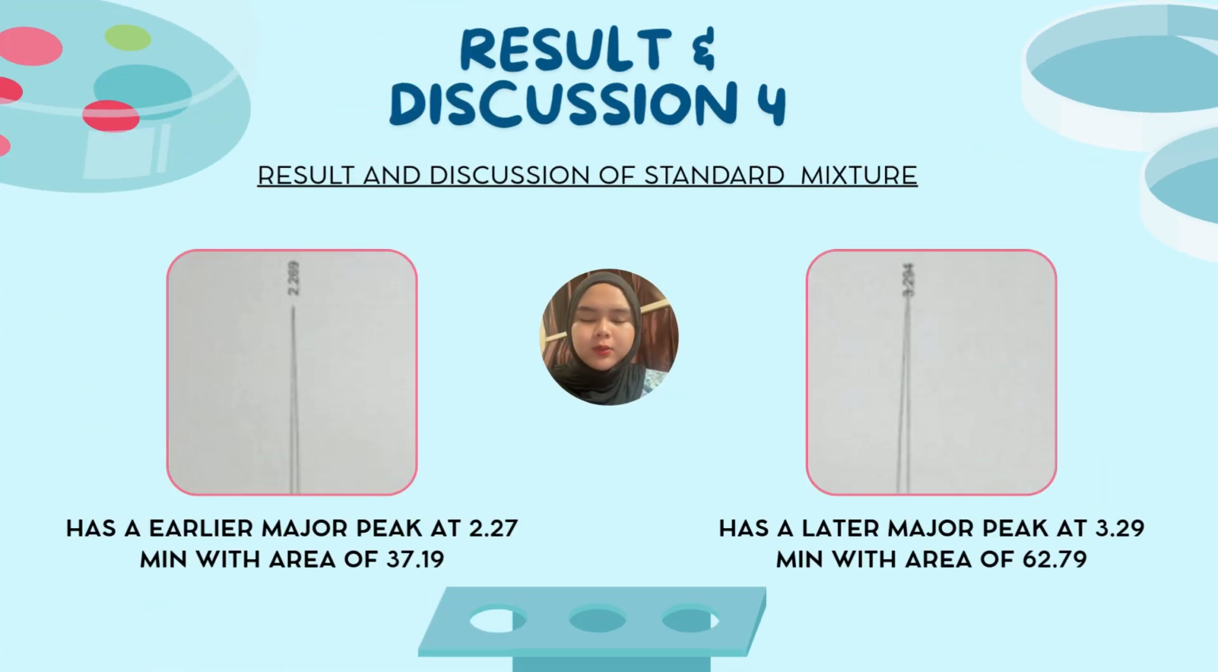Next, I'll present to you the results and discussion for picture 4. So basically in this picture, there are two major peaks. The first one, the earlier major peak, happened at 2.27 minutes with an area of 37.19. Meanwhile, it also had a later major peak that happened at 3.29 minutes with an area of 62.79. Later on, I will explain to you why this happened.